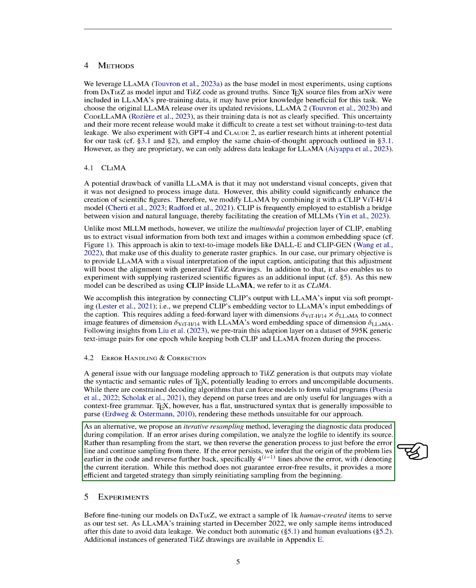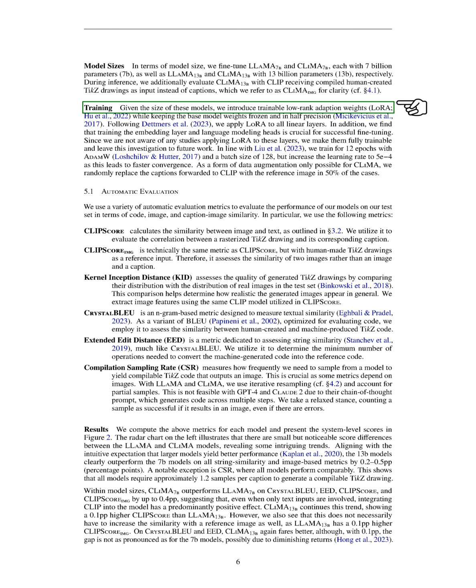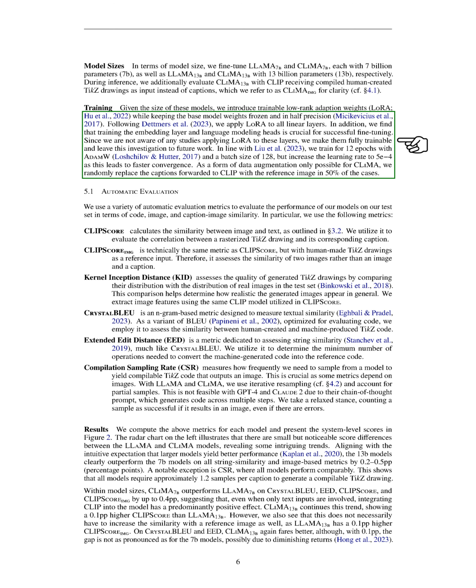Given the size of these models, we introduce trainable low-rank adaptation weights while keeping the base model weights frozen and in half precision. We apply this to all linear layers. We also find that training the embedding layer and language modeling heads is crucial for successful fine-tuning. We train for 12 epochs with a batch size of 128, but increase the learning rate as this leads to faster convergence. As a form of data augmentation only possible for Klima, we randomly replace the captions forwarded to the model with the reference image in 50% of the cases.